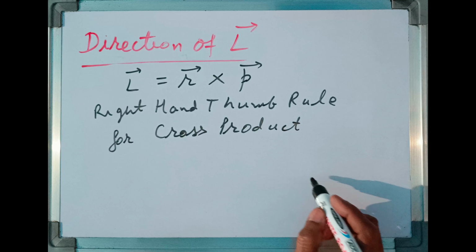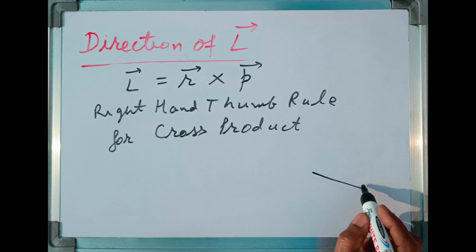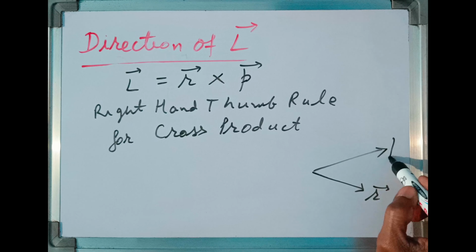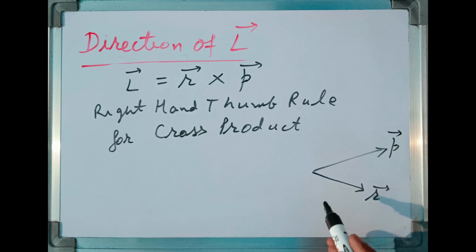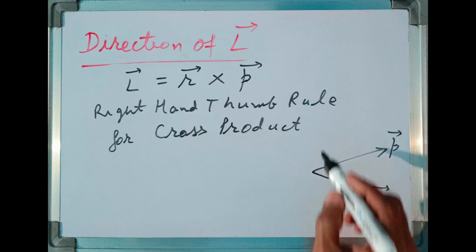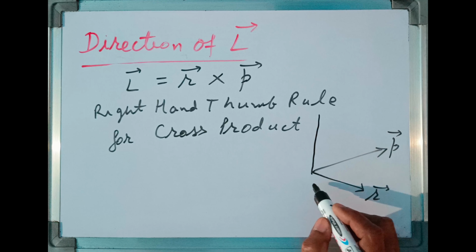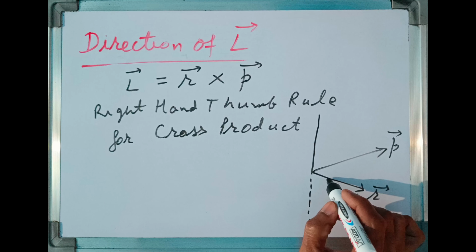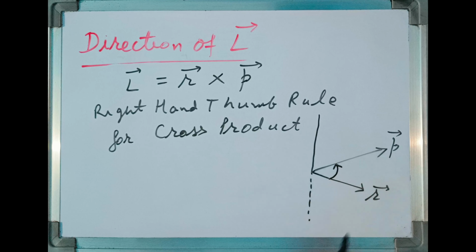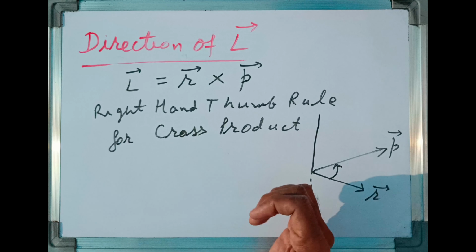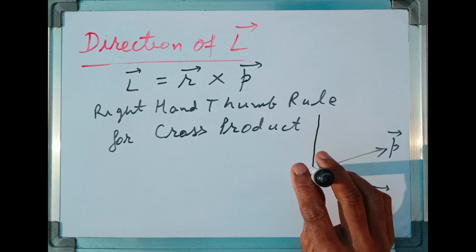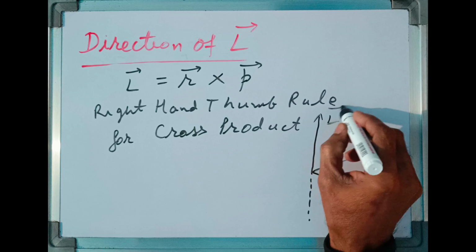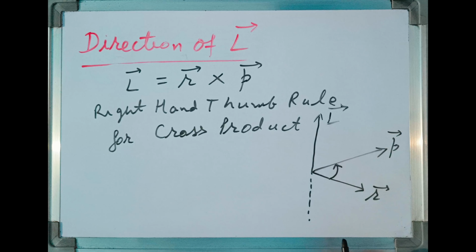As I have shown in the earlier diagram, if we have this direction of r vector and the direction of p vector is this one, how do we find the direction of L vector? This is the axis of rotation. For that purpose, I will curl the fingers of my right hand from r vector towards p vector. Then the thumb will give the direction of L vector. So this is the direction of L vector along the axis of rotation.